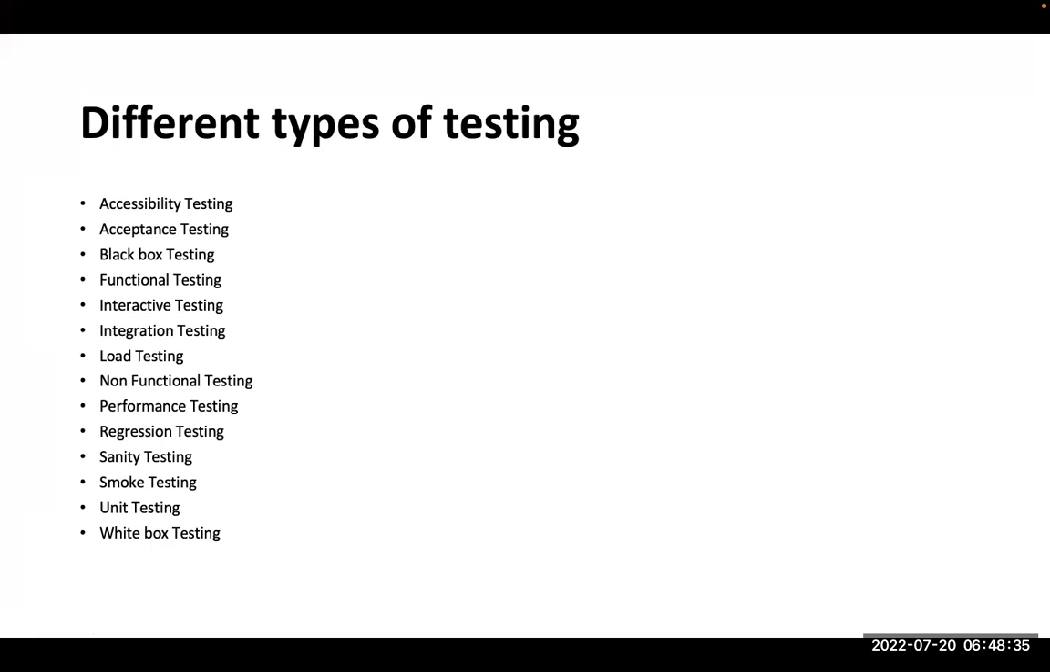Suppose we have developed a pen for writing. If that functionality is met, then whatever testing we do for that, we call it functional testing. The next one is interactive testing. Interactive testing is nothing but manual testing. The other name of manual testing, we call it interactive testing.